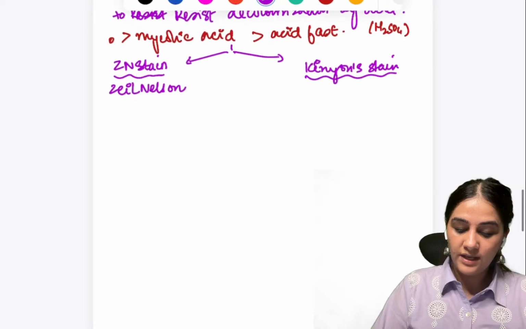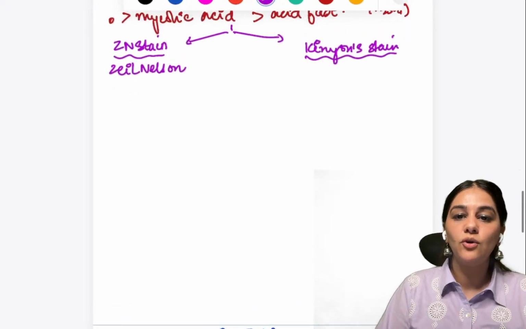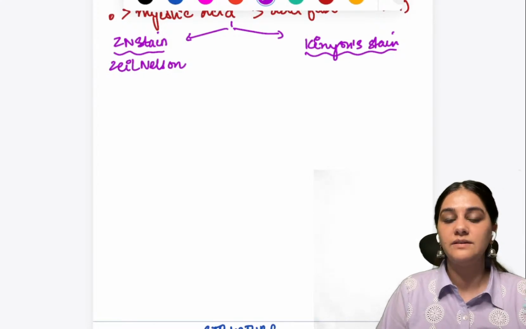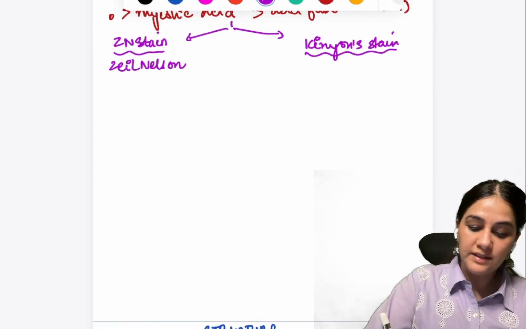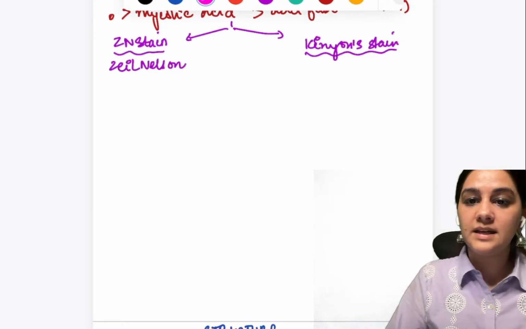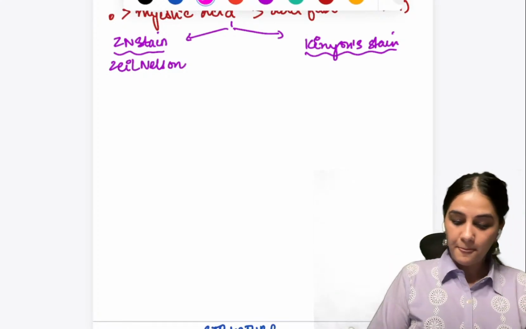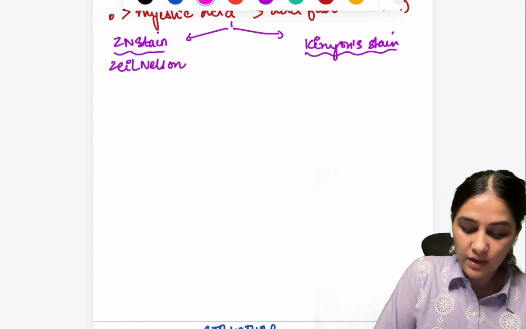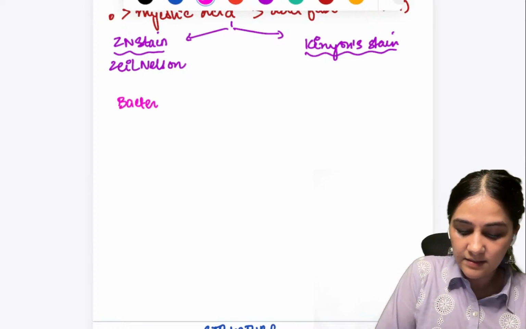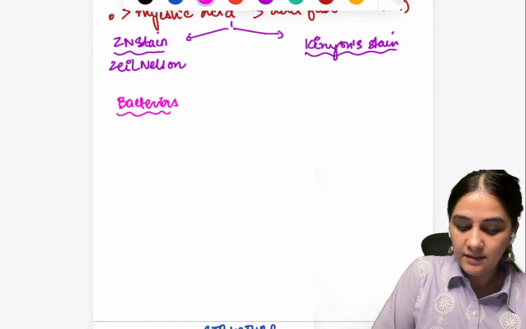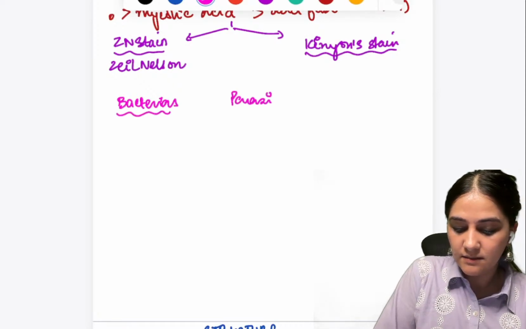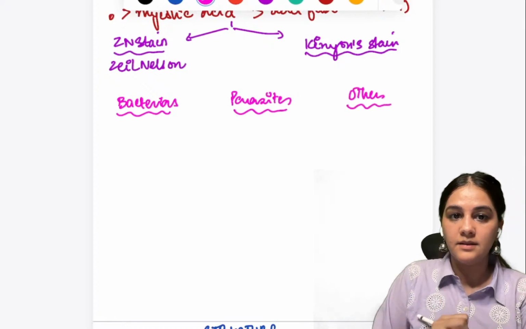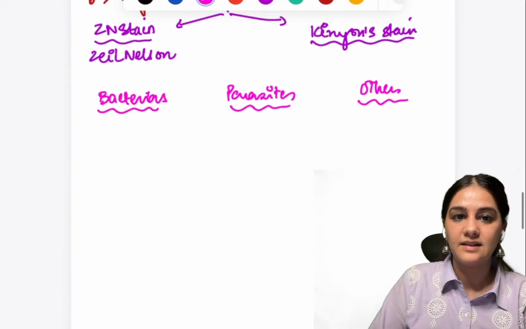Before I go there, I want you to learn what all organisms are acid fast, because you do get a lot of questions. They will be either picture based or they will directly ask you what are the organisms that are acid fast, right? So let's see here. I'm going to divide it into three. Either they can be bacteria, they will be parasites, and then there will be others, right? So what are the bacteria that are acid fast?